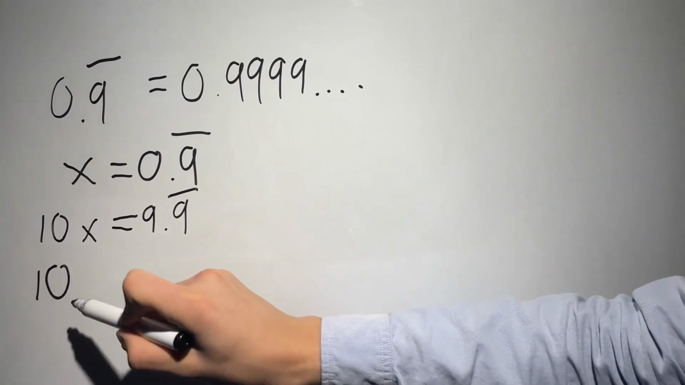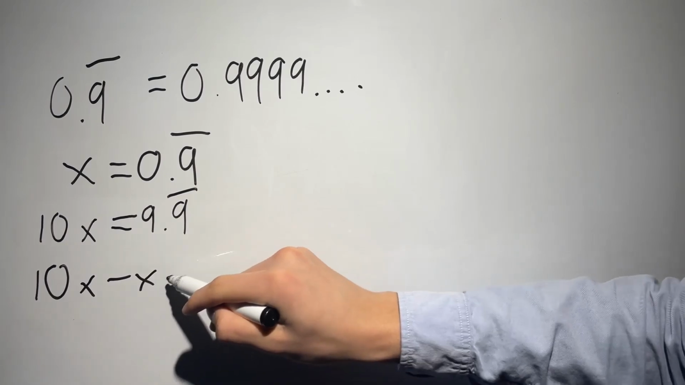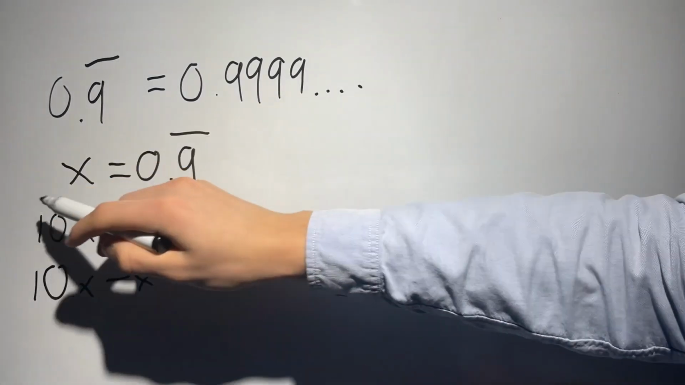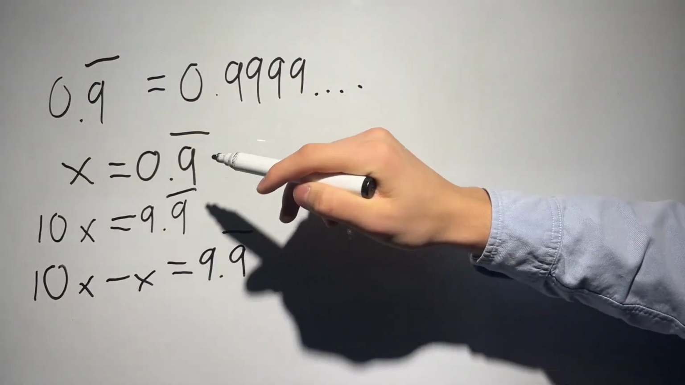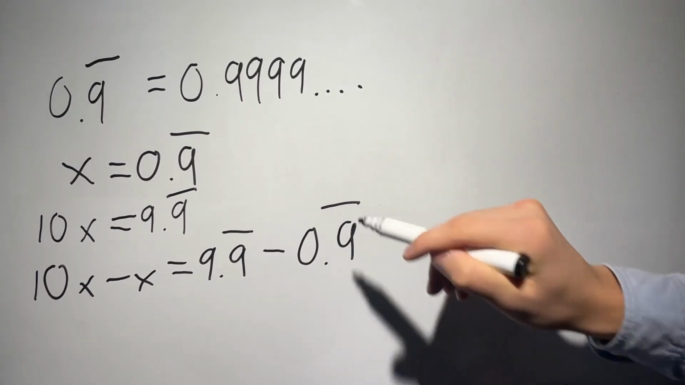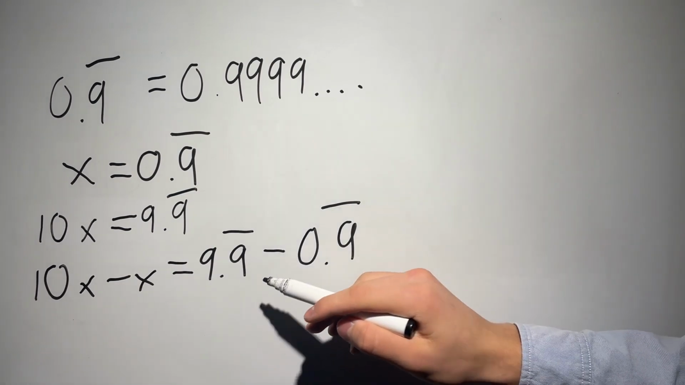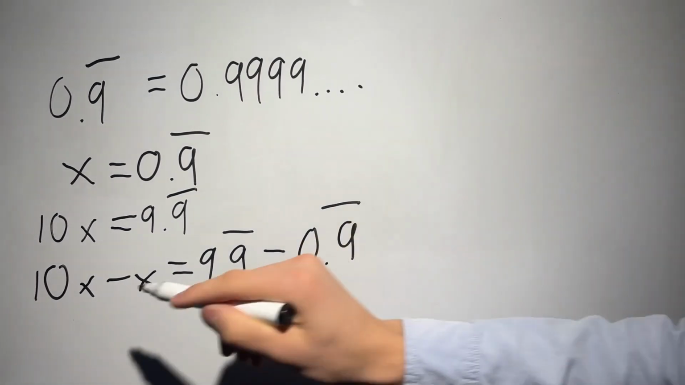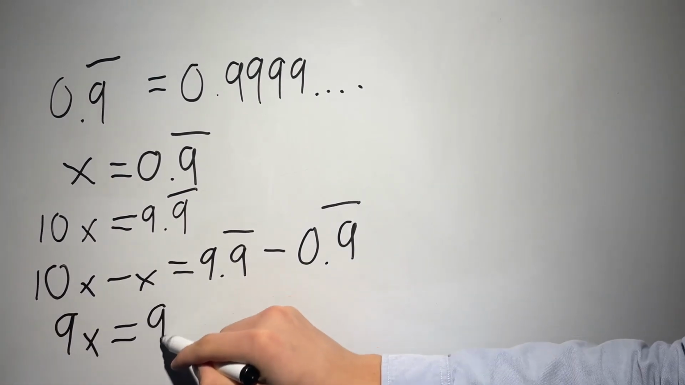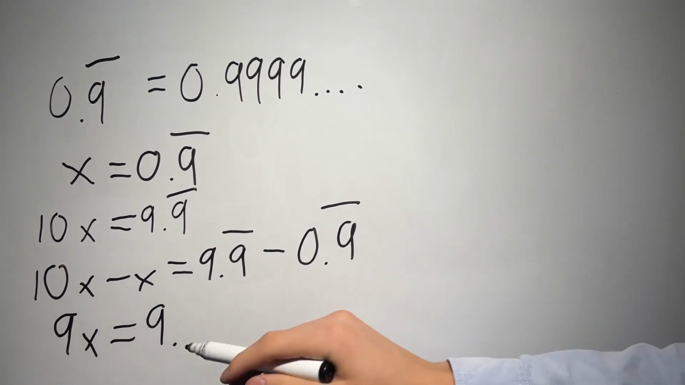Let's subtract the original x from the equation. We have 10x minus x equals 9.9 repeating minus x, and x was the original 0.9 repeating, so minus 0.9 repeating. Notice that on the right side the repeating decimals cancel out and we're left with 9x equals 9, and we can put a decimal point, but it doesn't really matter, it's the same thing as 9.